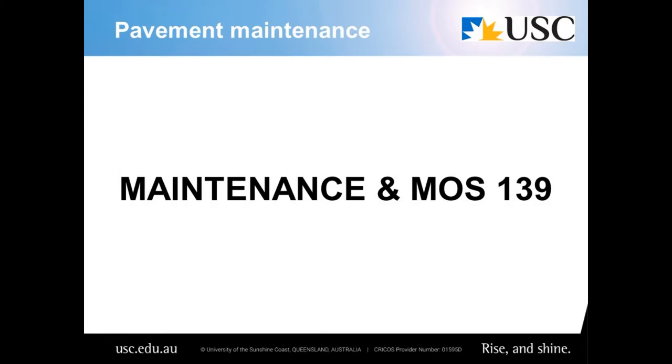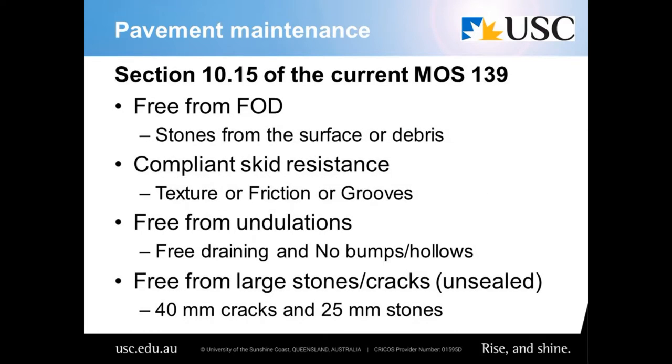In terms of what the MOS says about maintenance, there is section 10.15 of the current MOS, and that'll probably stay largely intact, but it'll have a different number. It really says that your airfield pavements should be free from FOD, and there are lots of different sources of FOD, but the ones that we're interested in from a pavement perspective are loose stones on the surface. Compliant skid resistance, and we've talked about skid resistance in the past on these webinars as being either surface texture, surface friction, or adequate and effective grooves. So, the three different ways you can meet skid resistance regulation.